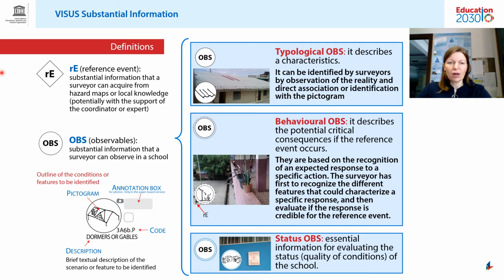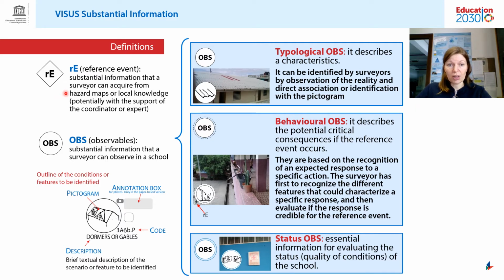The VISUS OBS are represented in the VISUS methodology through different symbols. In particular, there are the following differentiations. First of all, the substantial information concerning the hazard that could affect the school, the reference events that could affect the schools, are represented in a diamond symbol with a solid line. Here, as you can see. This is called reference event.